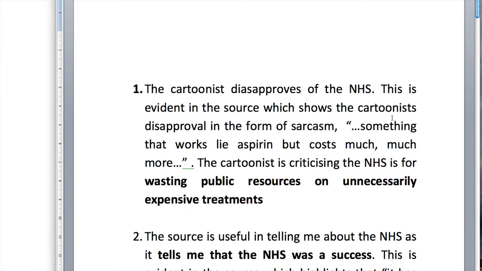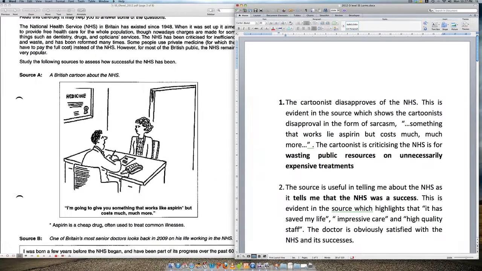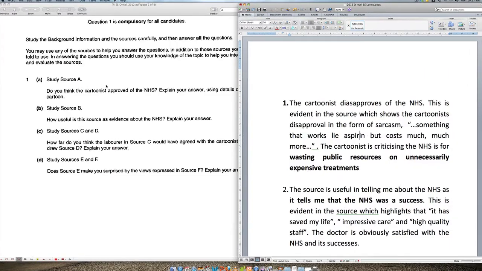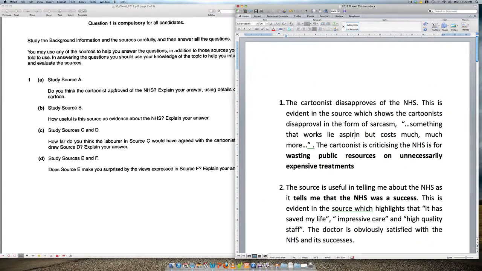Over here, I give my model answer as to what should be the correct answer. Now do take note of the one in bold because that's the main point of the answer. However, also do take note that you need to answer the question in the very first sentence. The cartoonist disapproves of the NHS. And the question was, do you think the cartoonist approved? So straight away, answer the question. Now, not spend too long on the answer. You can pause this video at any point of time and go through the answers yourself.